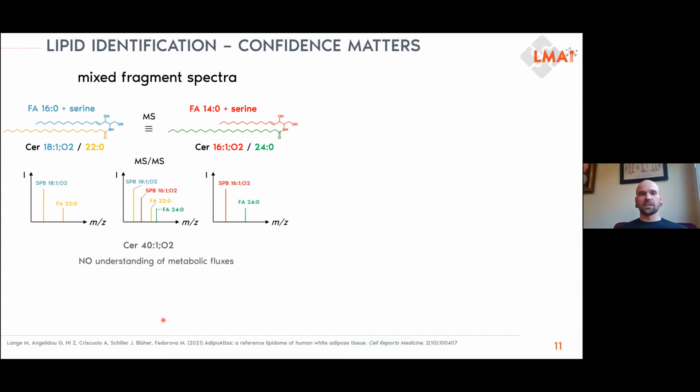And this only gives us some number of carbons, some number of double bonds in this whole species structure. So it completely prohibits us from understanding metabolic fluxes. Where are fatty acids coming from? Where are they going? So we had to apply here liquid chromatography systems that can actually resolve these isomers.